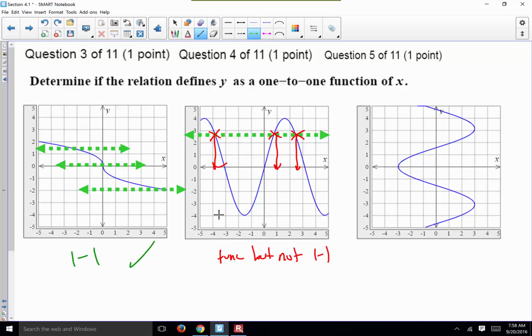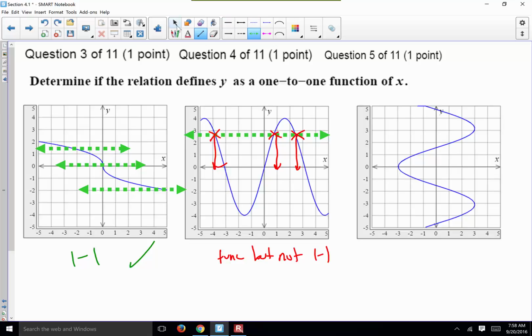Ashley? No? Yes? Kylie? It's a one-to-one? Yeah. Madison? It's one-to-one, but it's not a function. Maddie? You're Maddie, right? No, Courtney. Courtney, right? Yes? One-to-one? Okay. One-to-one function. Kyle? One-to-one function.